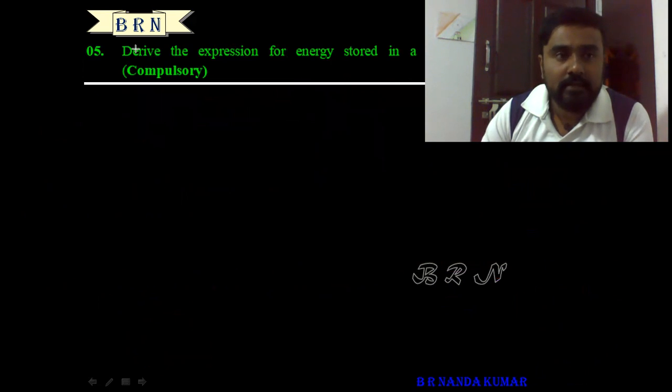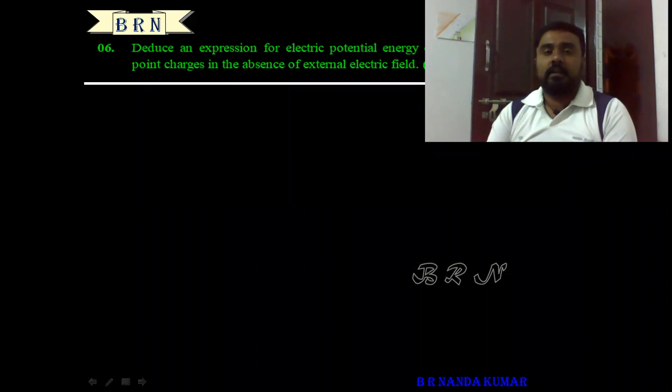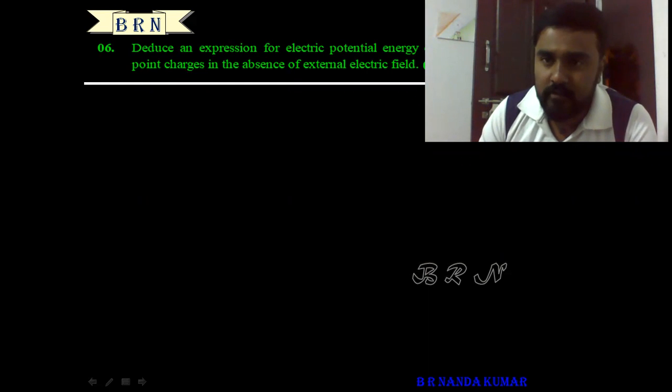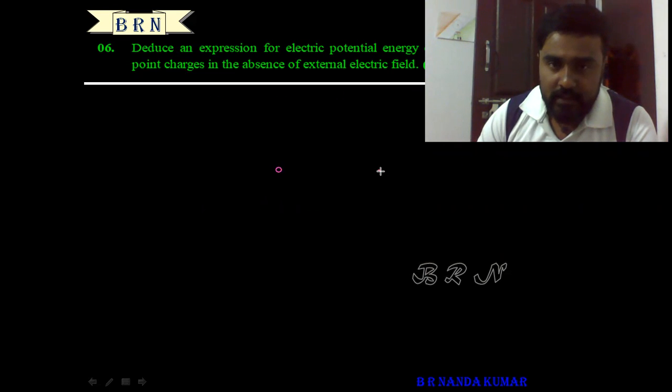Okay, next question: an expression for electric potential energy of a system of three point charges in the absence of an external electric field. We have already calculated the potential energy of a system of two point charges, so now we have to find the potential energy stored in a system of three point charges. So let us consider the three locations A, B and C.